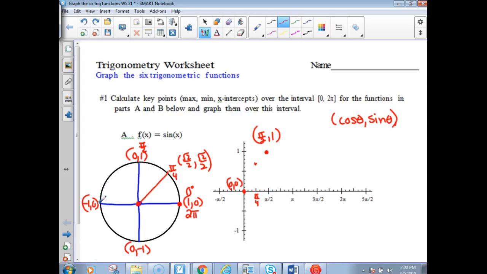Now, let's go over to pi. What's the sine at pi? 0. So y value. What's the sine at 3 pi over 2? The sine is negative 1. Okay, what is the sine back at 2 pi? 0. Okay, we just completed one sine wave because we went all the way around the unit circle. And what would happen next is it would repeat again.